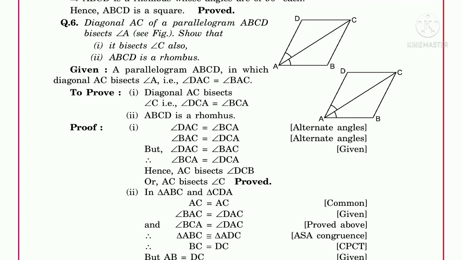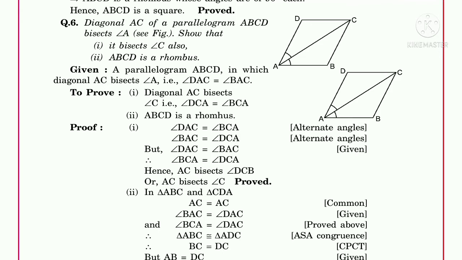So a parallelogram ABCD is given to us, and the angle is bisected. If you see the diagram properly, angle A is separated into two equal parts, so angle DAC is equal to BAC. That's why it is written: a parallelogram ABCD in which diagonal AC bisects angle A, so angle DAC is equal to angle BAC. Now we need to prove angle C is also bisected.